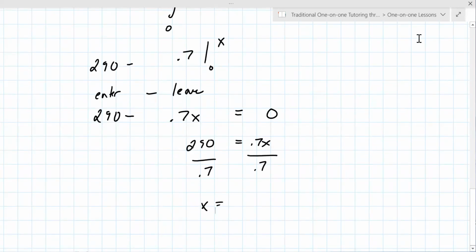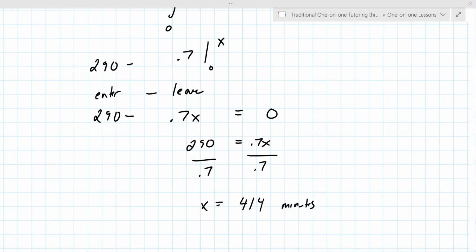Not sure what that is, but let me grab a calculator and tell you. This one isn't great. It's 414. And I think they're looking for units here in minutes. Is that okay? Okay.